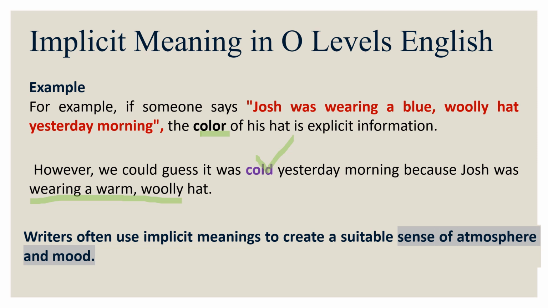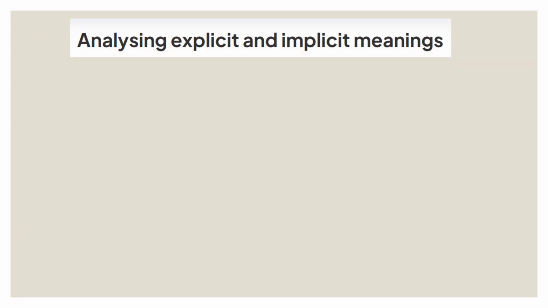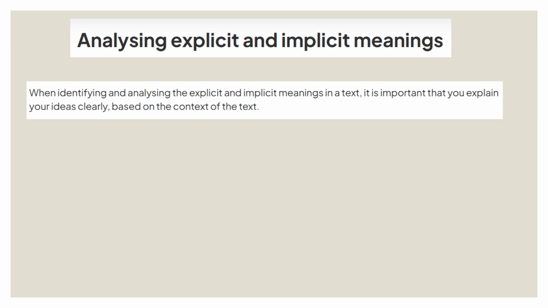So writers use implicit meaning to create a sense of the atmosphere and the mood of the text. And here the things are not directly stated. We have to look at the given context and the word choice of the writer carefully to find out the implicit meaning.